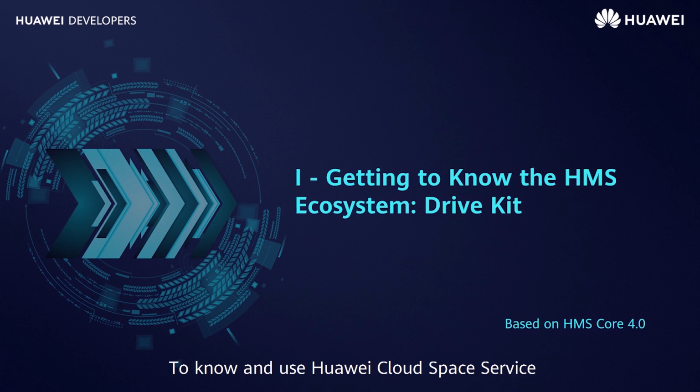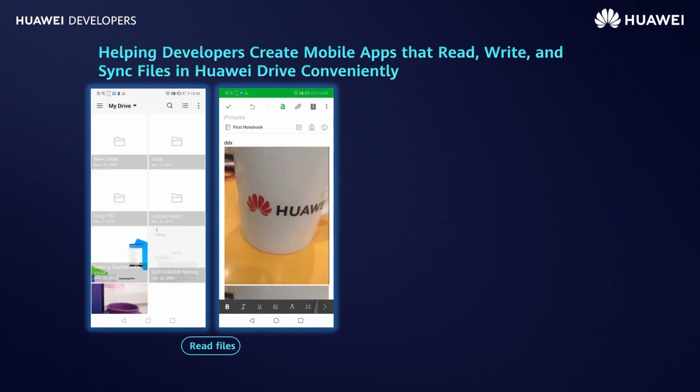To know and use Huawei cloud-based service, let's start the first section of Huawei Cloud Space. To understand Huawei Cloud Space service, what does Huawei Cloud Space do? Its main core functions are to allow developers to create third-party mobile applications that can read and write files. All files in the cloud space can be added to the applications as attachments. These files can be displayed directly in the nodes or will exist as special links. It will show the names and sizes of files and support node sharing.